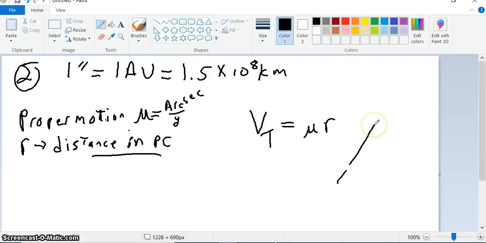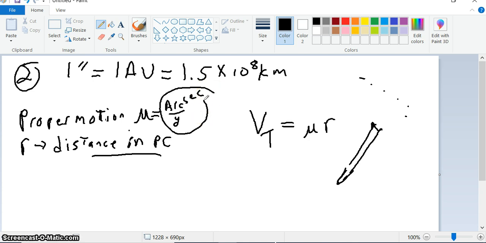So you look out into space, and you see the object here. Sometime later, usually many years later, the object is here with respect to the background of stars, right? And that's what we call proper motion. The star has moved from here to here, so it's undergone some angle per year, some angle of arc seconds per year.